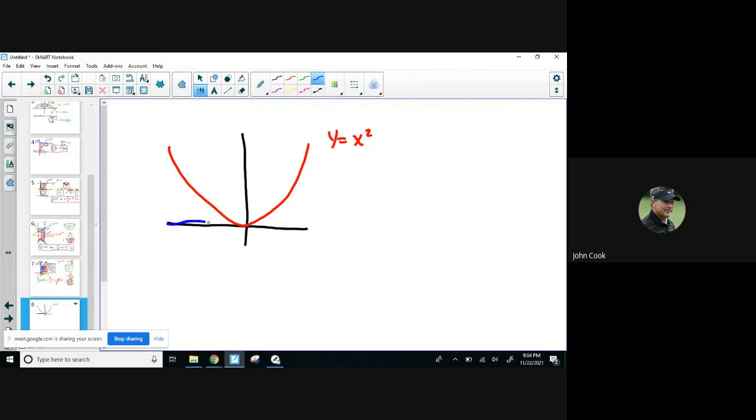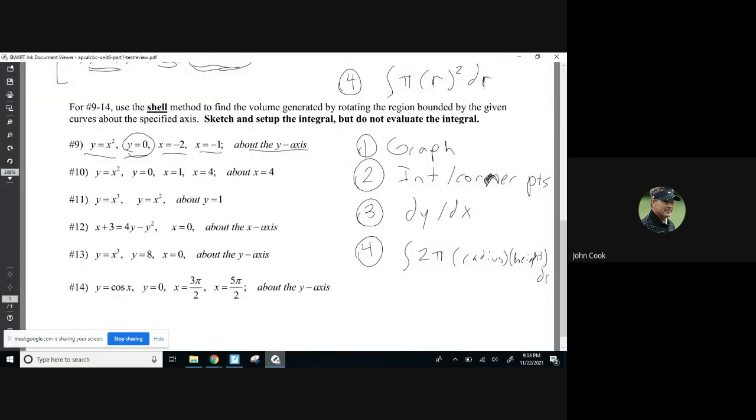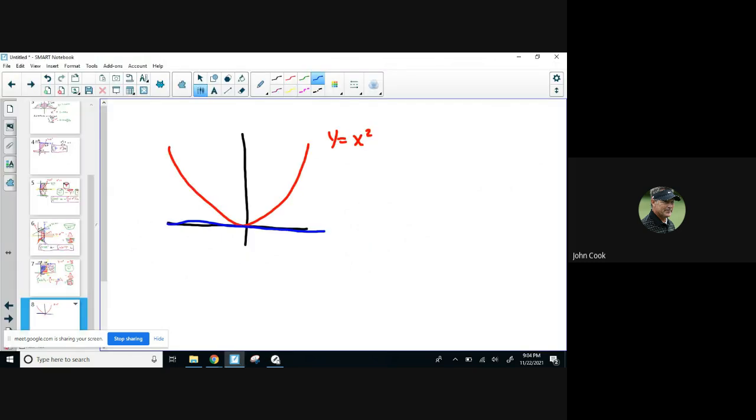Y equals 0, the x-axis. And then x equals -2 and x equals -1. Wait, x equals -2 and -1. Okay, so it's over here, actually. So here's -1 and -2. So here it is, and then it's going to be rotated around the axis, so it'll be over here also. Okay, so that's how our shape is going to look.